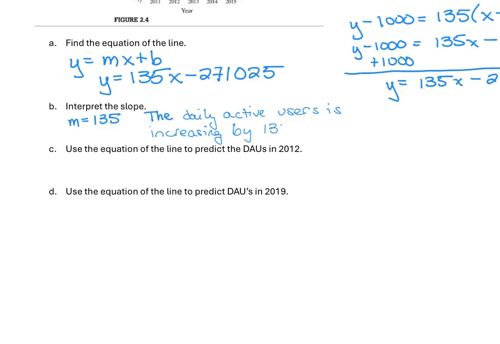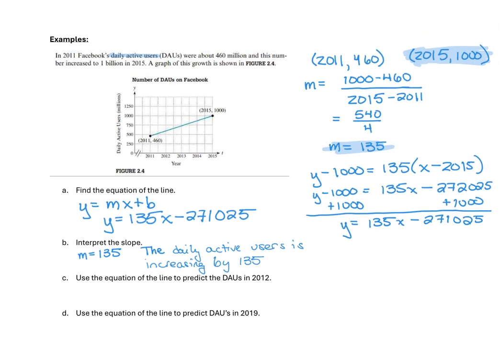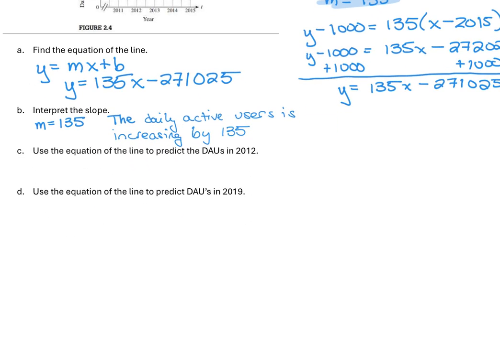by 135 what? We do need to be careful about this, because remember, these are not just users, these are million users. And so we want to say something along the lines of 135 million users. And remember that we do want to include 2 units. I've got my first one. My second one is going to be per year.